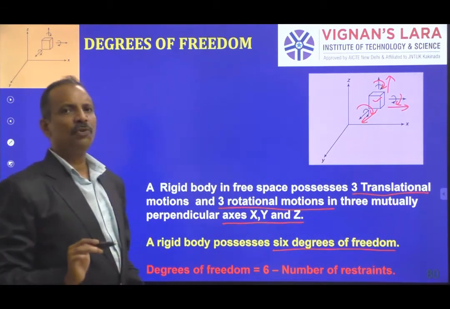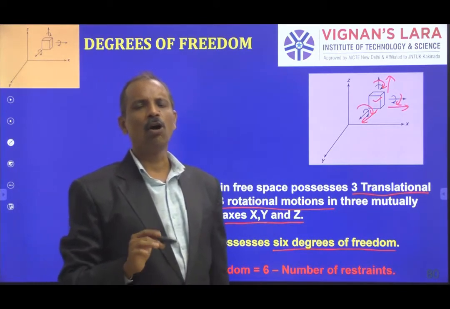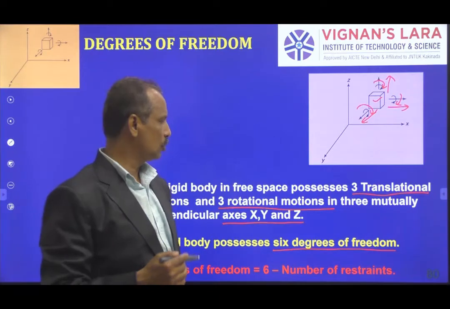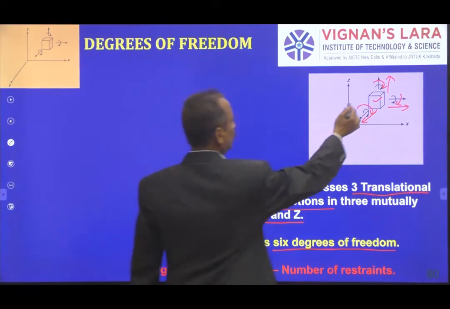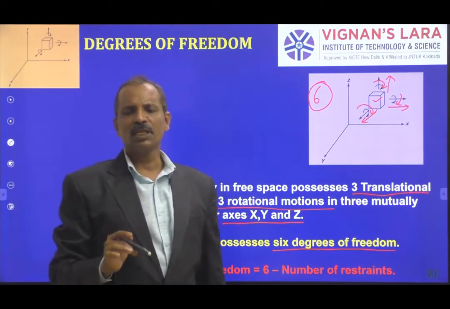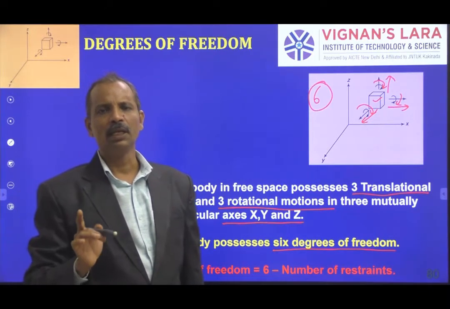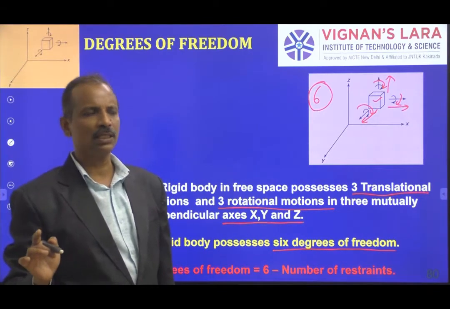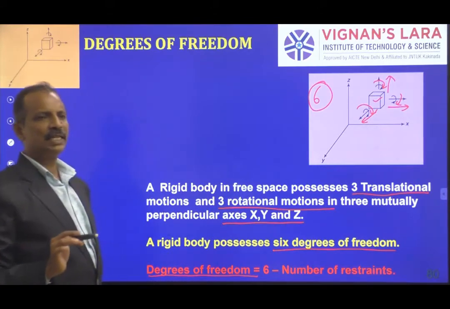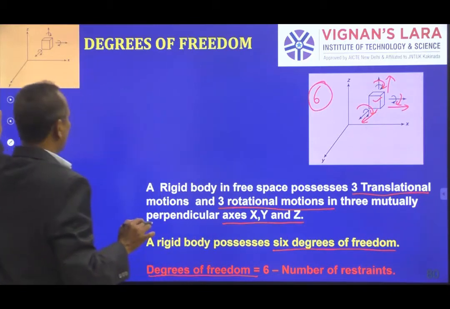If you constrain any 1 or 2 of its motions, how many remaining degrees of freedom can it possess? That is the objective we need to calculate. As 6 is the maximum number of degrees of freedom that can be possessed by a body in free space, if you constrain any 1 or 2 or whatever it may be, then 6 minus the number of constraints will give the degrees of freedom. So degrees of freedom is simply written as 6 minus the number of restraints or constraints for a rigid body in space.